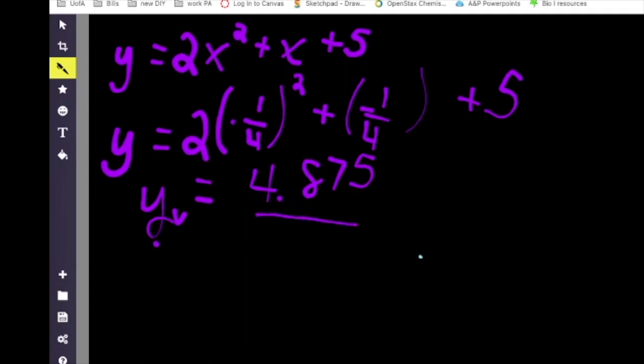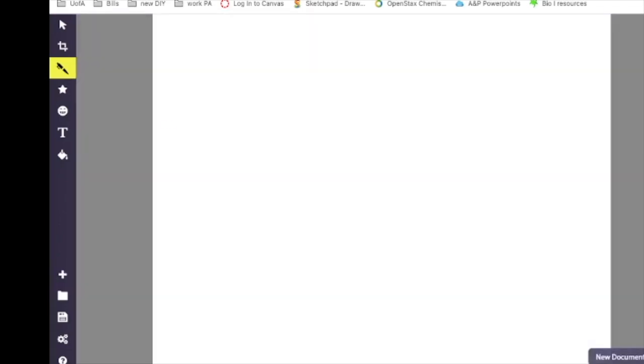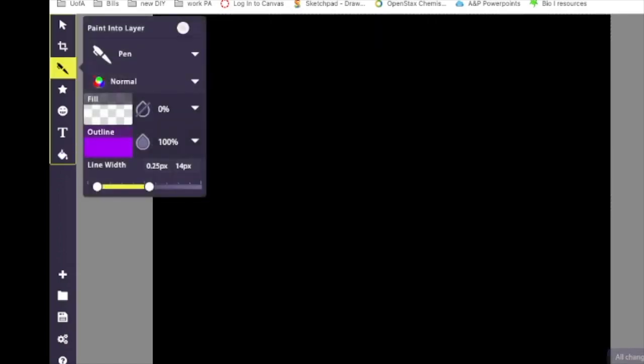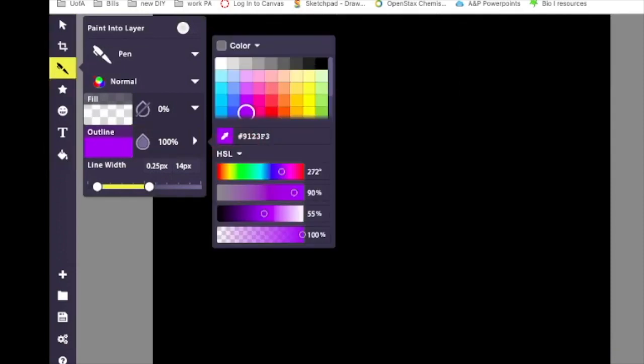All right, now that we have our y coordinate and our x coordinate, we know how to convert it into our vertex form. So let's erase this again. Okay, so for our vertex form, we had y equals a(x minus h) squared plus k.